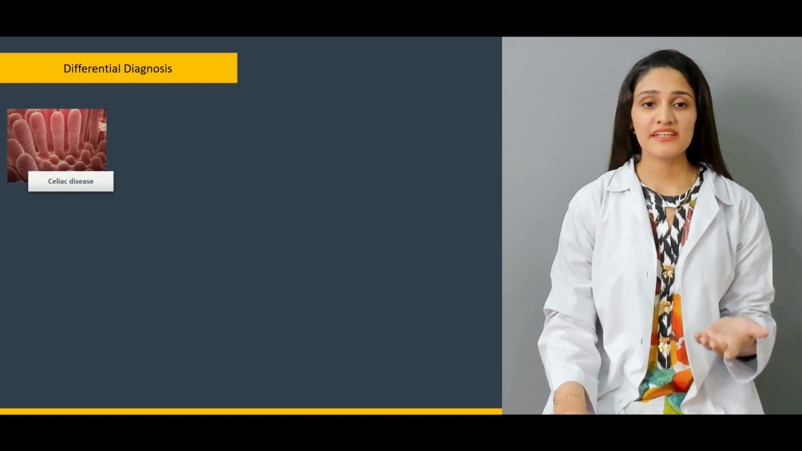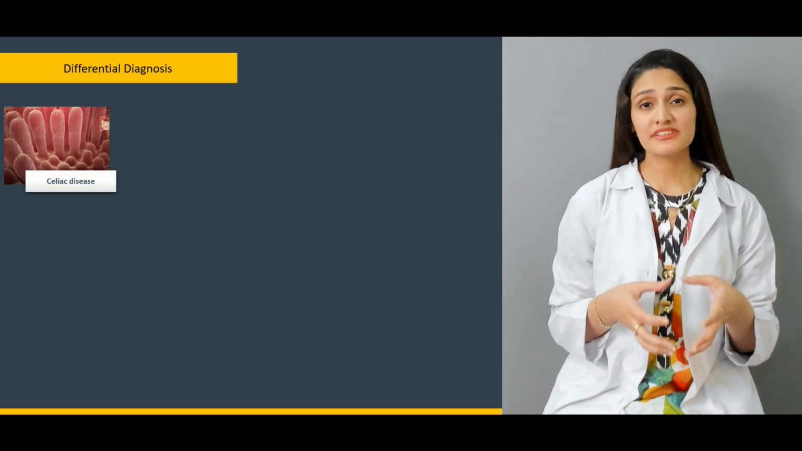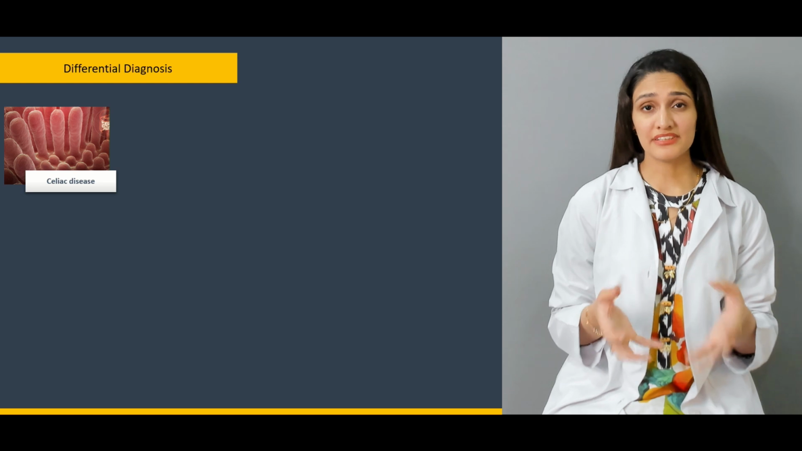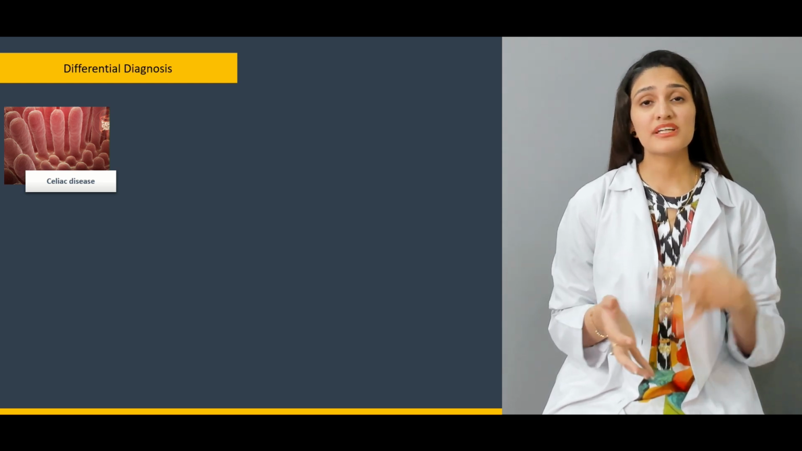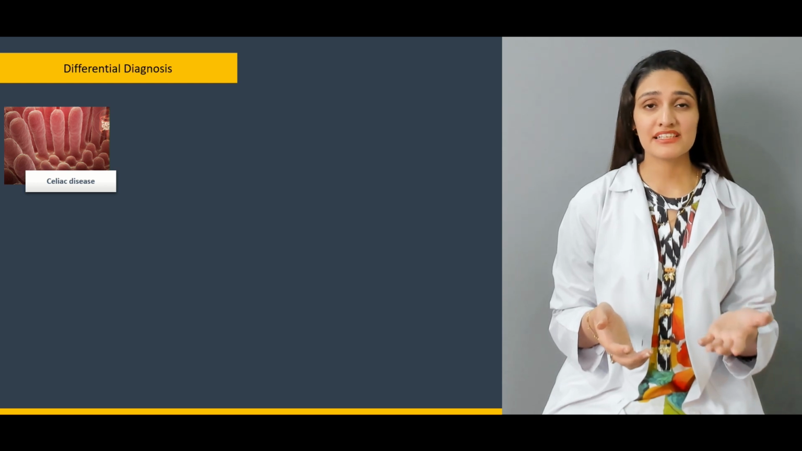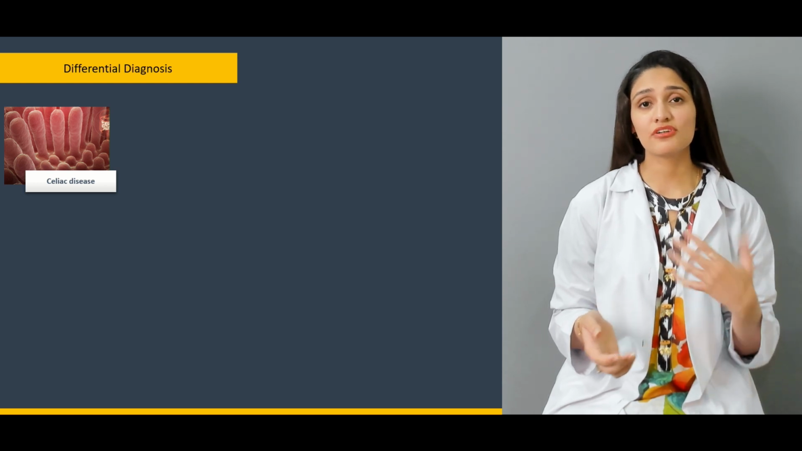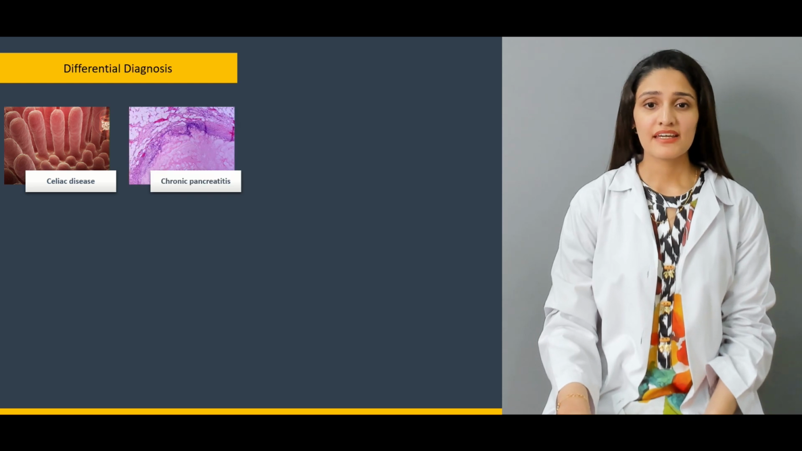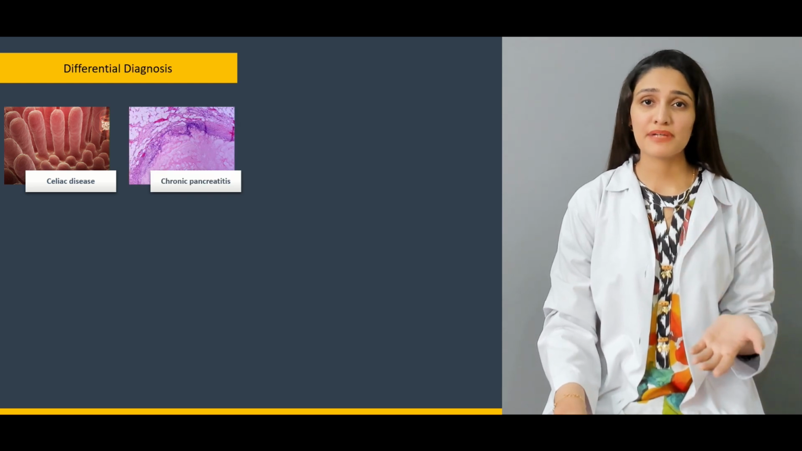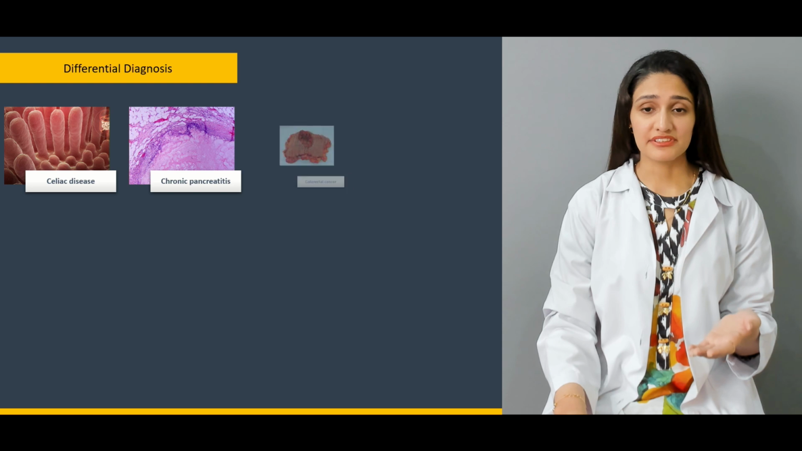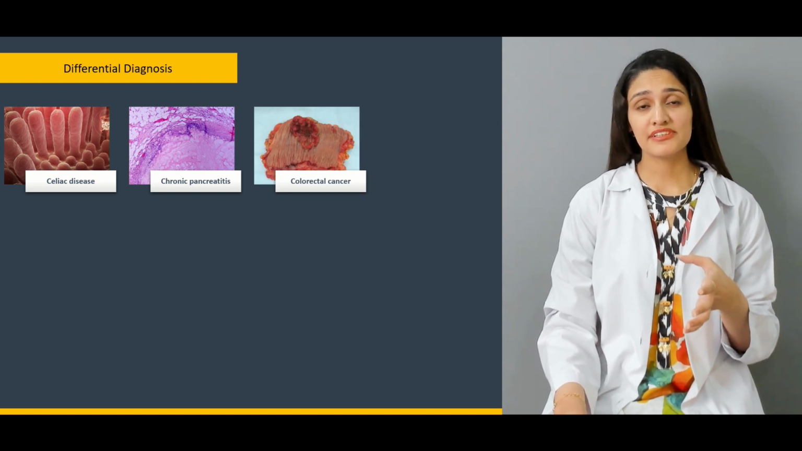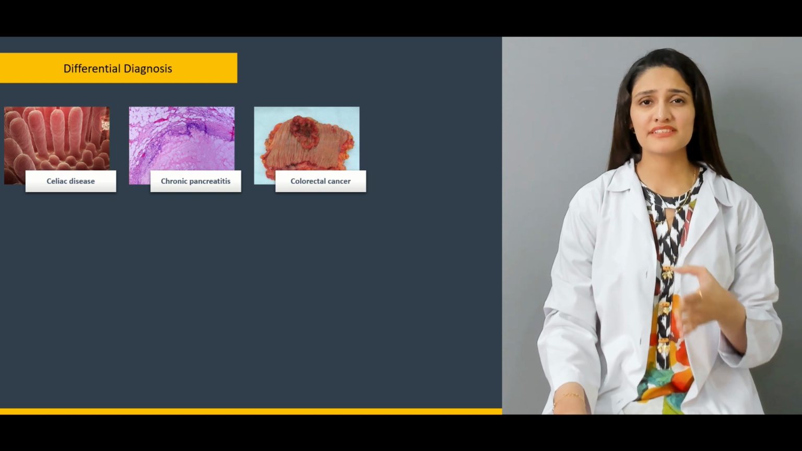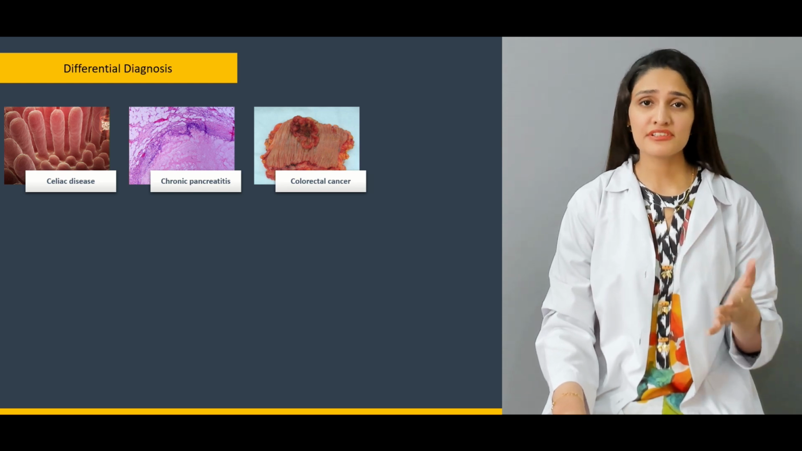So the first being celiac disease. As you know, in Crohn's disease a patient presents with diarrhea. The main clinical feature is diarrhea. So we can also suspect celiac disease because patients of celiac disease also present with diarrhea. Secondly, we can suspect chronic pancreatitis, and colorectal cancer can also be one of the differential diagnoses, but this would probably be present in more aged patients.